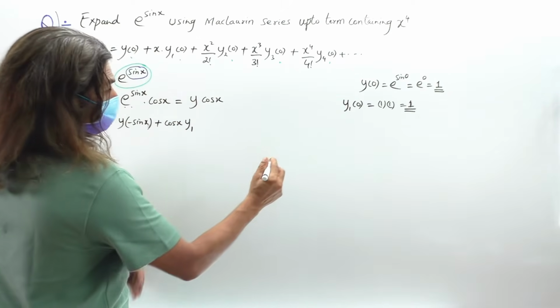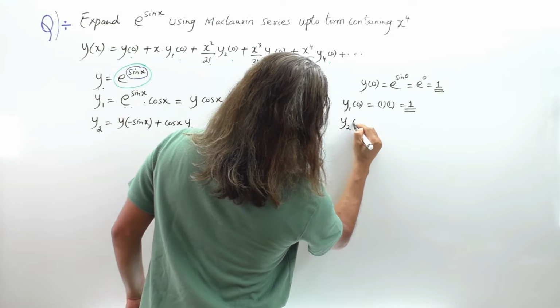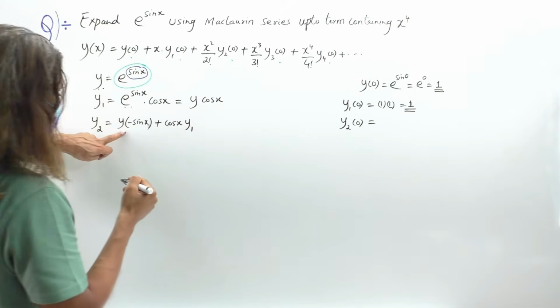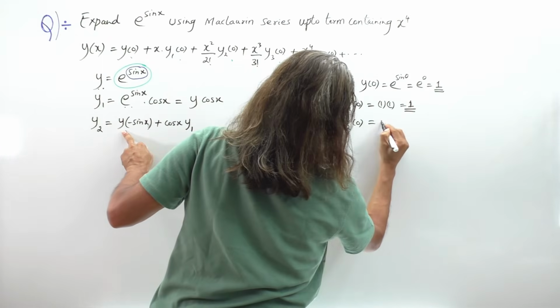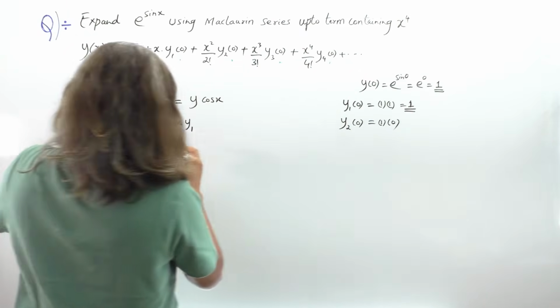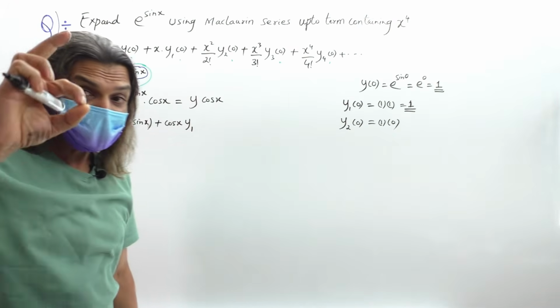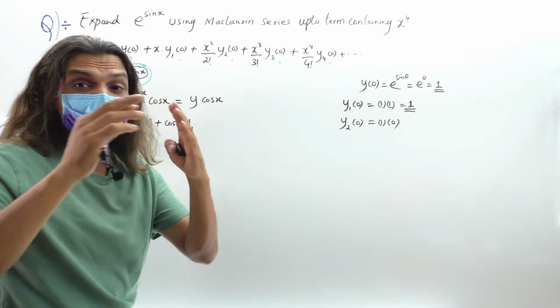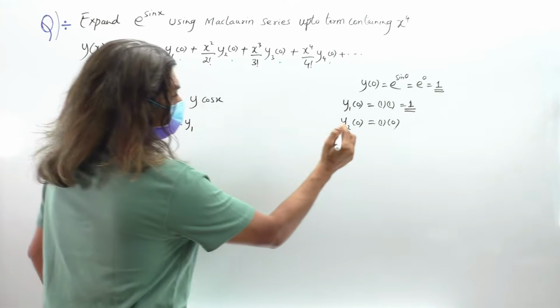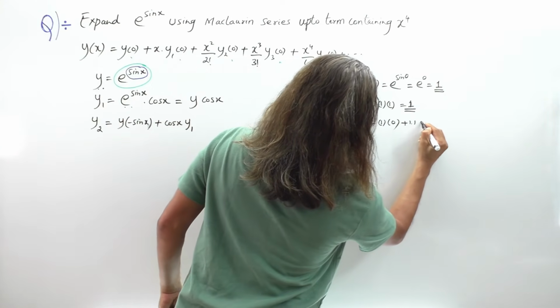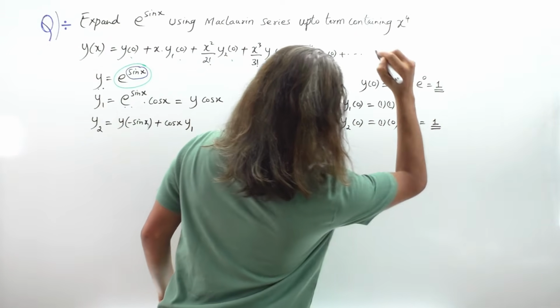Okay. Now it implies y2 of 0 will be, what is y? See, y and y of 0 same, 1 into, see, sin 0 is 0. In place of x, you are putting 0. So sin 0 is 0, cos 0 is 1. So plus cos 0 is 1 into y1 is 1. So again this will be 1.